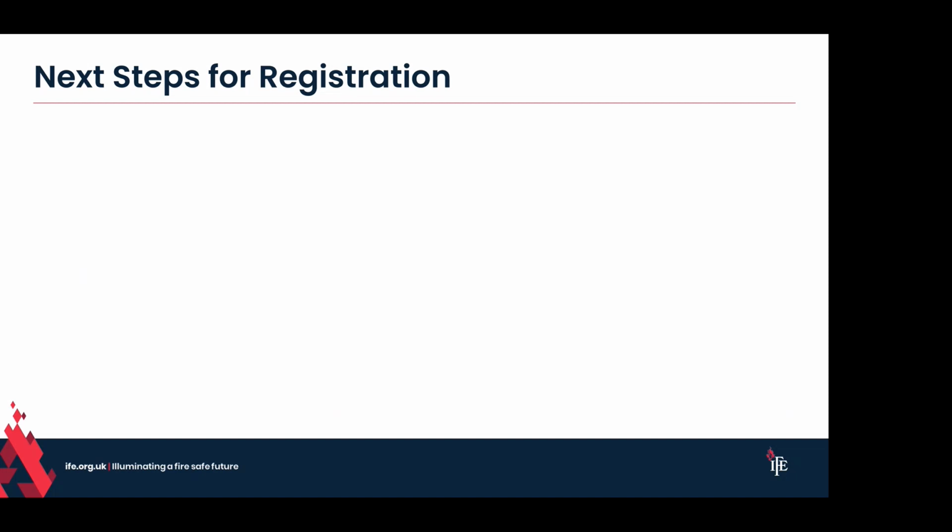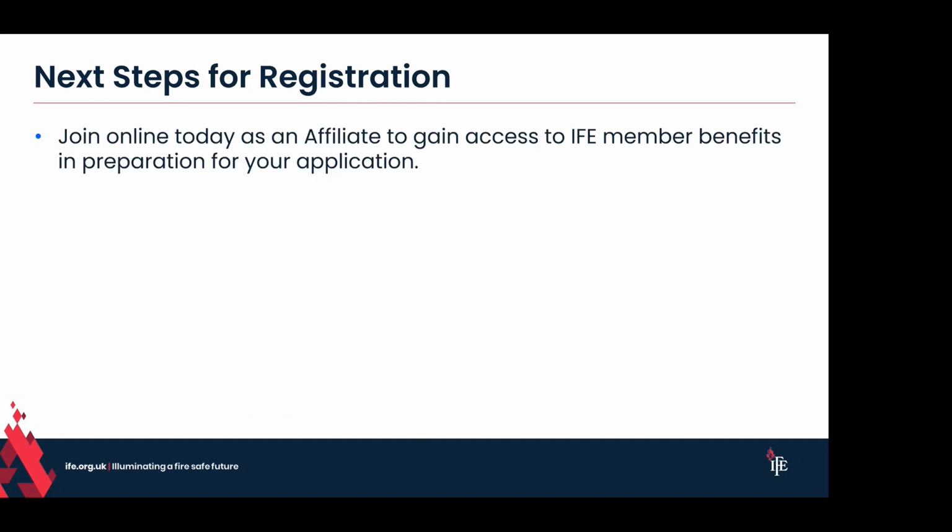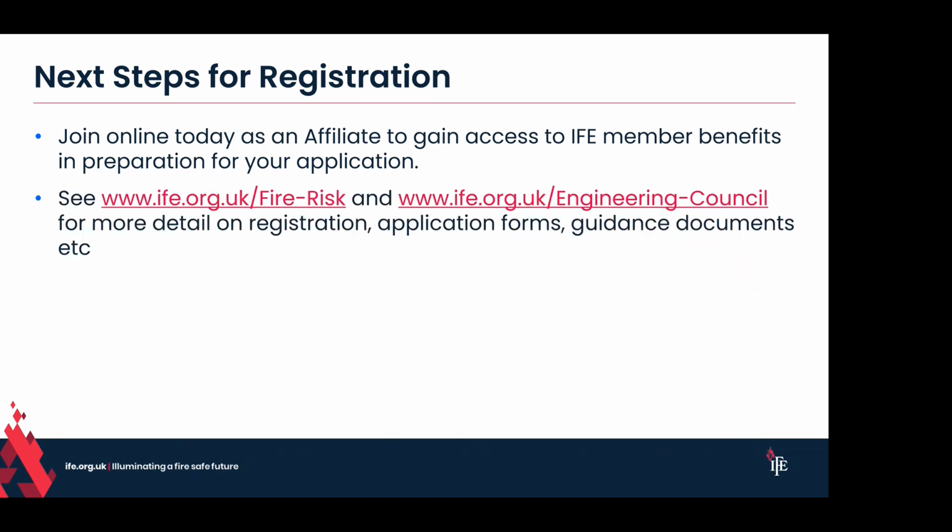So, what are the next steps? If you're not already an IFE member, you can join today as an affiliate member, which will get you access to all of the member benefits in preparation for your applications. You can see our fire risk and our engineering council areas of our website, which has full details on the registration processes, the application forms, and all of our guidance documents.